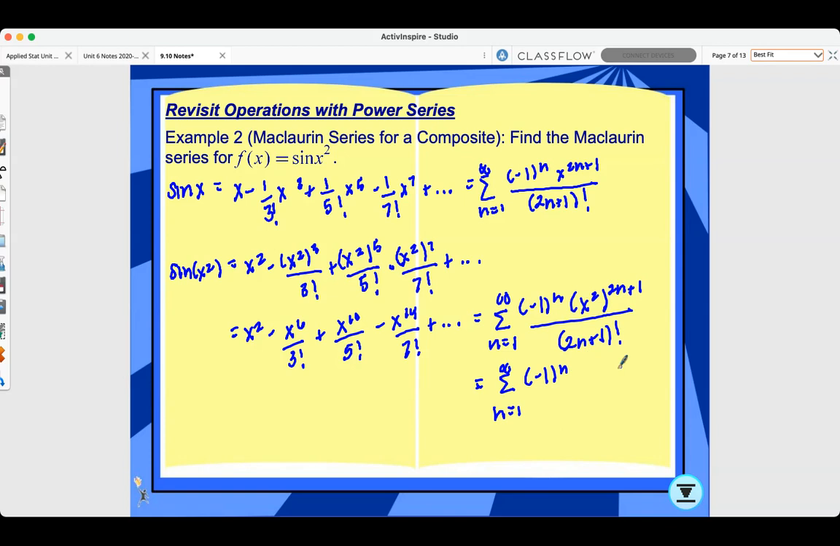negative 1 to the n times x to the 4n plus 2 all over 2n plus 1 factorial. And they usually do ask for a rule or general term. So we just found the Maclaurin series for f of x equals sine of x squared. And usually with these, it's easier if you use a series that you have and find that composition.